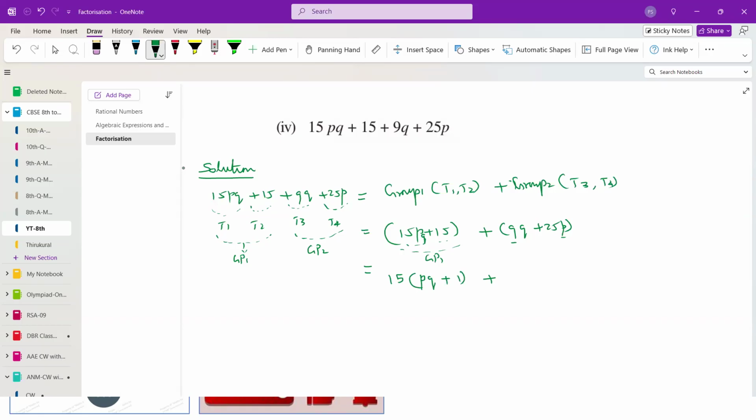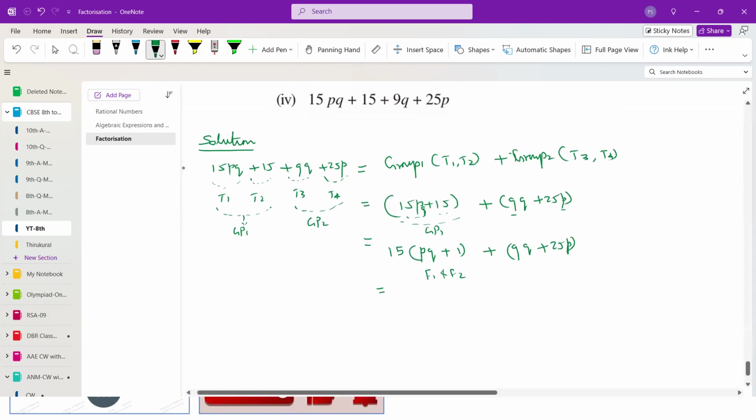Are we getting any common factor here? 9 and 25, do we have any common factor? No. Q and 25p, is there any common factor? There is nothing. So we need to write 9q plus 25p as it is. So this step will not work out, because we need to get the factorization in terms of multiplication of F1 and F2, which we are not able to get. So how to group it is also something we should learn.